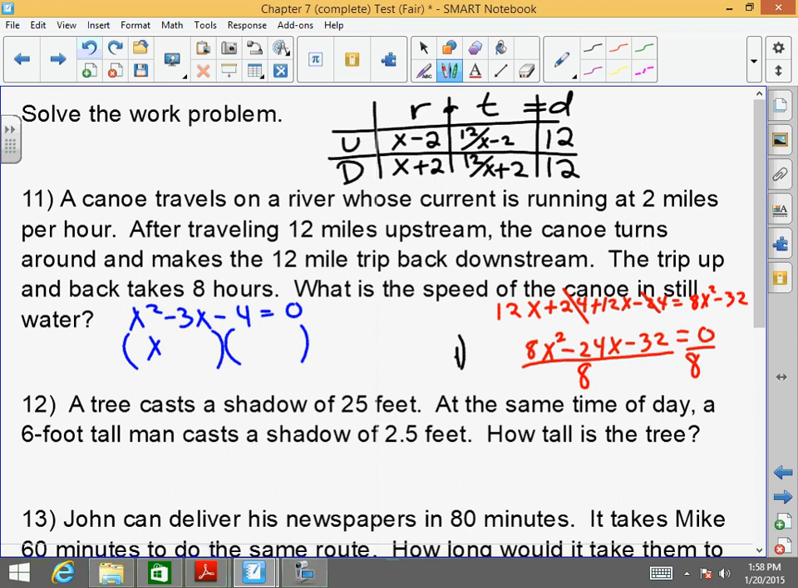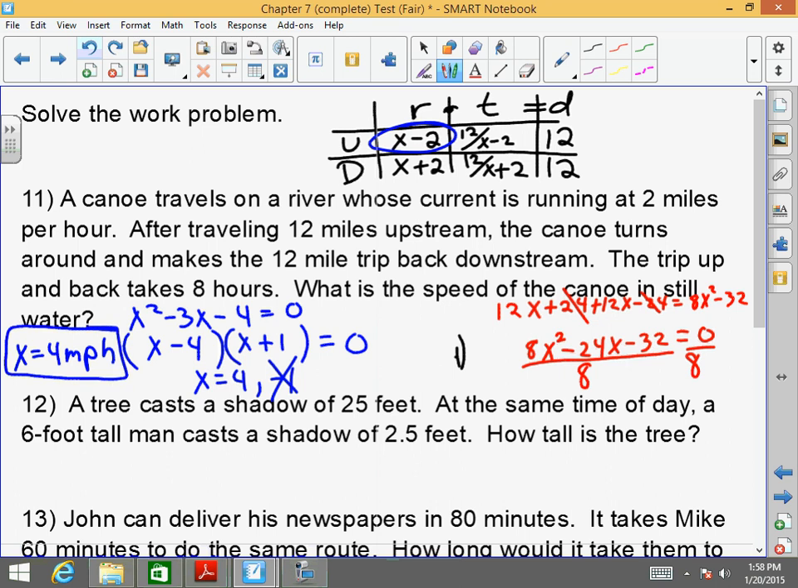Factor: x minus 4 times x plus 1 equals 0. So x equals 4 or negative 1. I cannot have negative 1 because negative 1 minus 2, that means I'm going negative 3 miles per hour. It's impossible. That's extraneous. So x is 4. And what did it ask for? It asked for still water, which is your x. So x equals 4 miles per hour. I was also nice and didn't take away points for those of you who didn't label. I will not be so nice tomorrow.